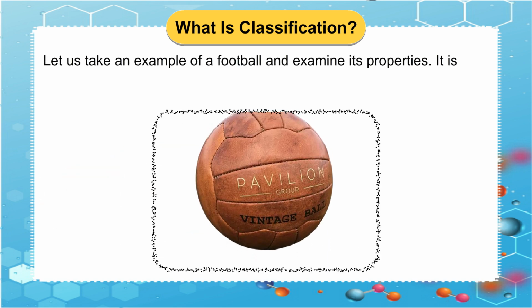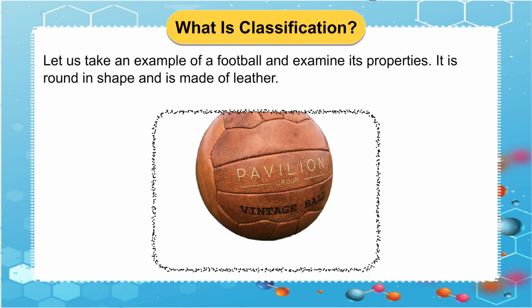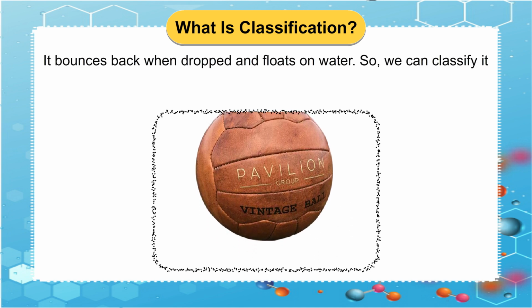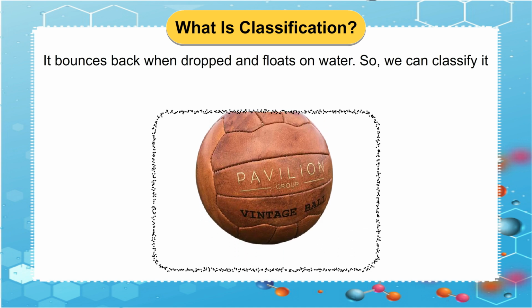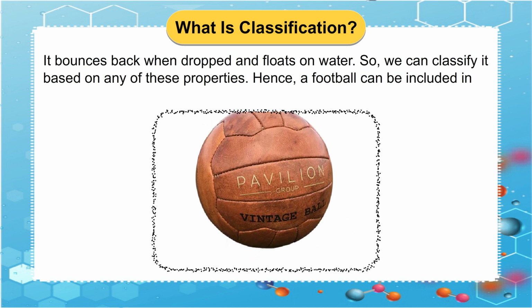Let us take an example of a football and examine its properties. It is round in shape and is made of leather. It bounces back when dropped and floats on water. So, we can classify it based on any of these properties. Hence, a football can be included in more than one group.